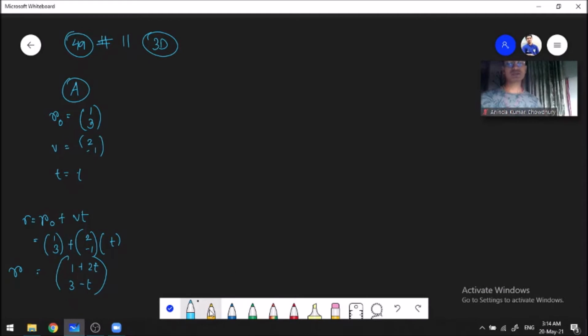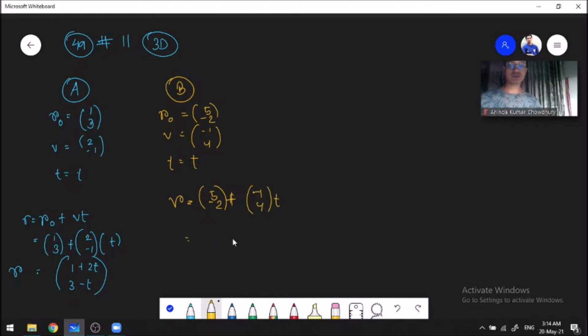So similarly we can find the position vector of B. Let us list down the things that we know about B. The initial position vector of B is (5, -2). The velocity of B is (-1, 4). And we have to find the position vector at time t. So r is equal to r naught, which is (5, -2), plus vt. Our v is (-1, 4), and our time is t. So (5 - t, -2 + 4t). This is the final position vector of B.